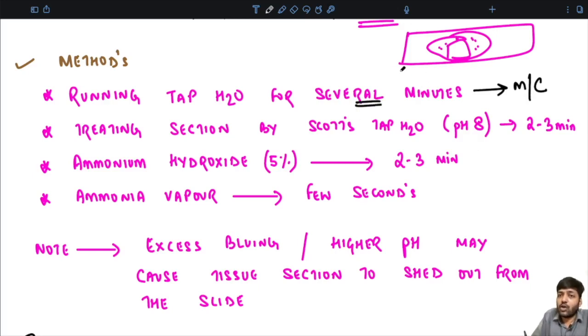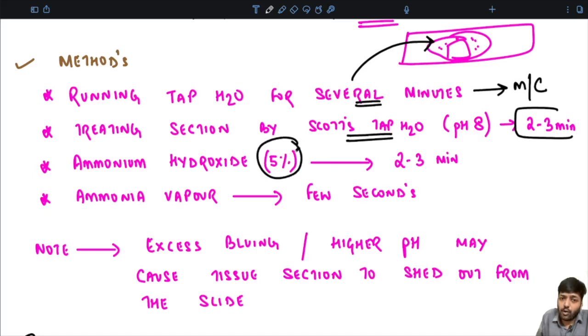So you have to just wash the particular slide in tap water. Okay, other methods are treating the section with Scott's tap water, which is at a pH of 8, and you keep it for 2 to 3 minutes. Then you can also treat it with 5% ammonium hydroxide. You can keep it for 2 to 3 minutes, and you can treat the particular slide section with ammonia vapor for a few seconds.